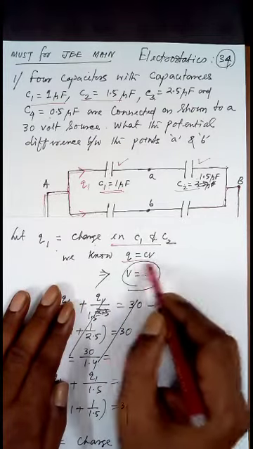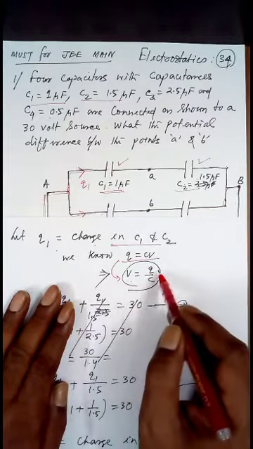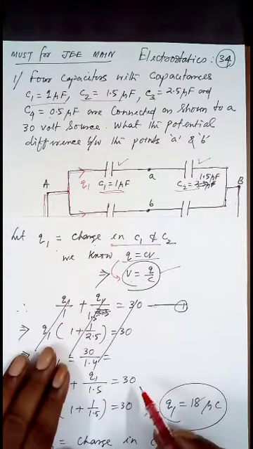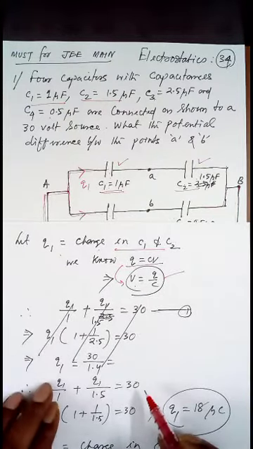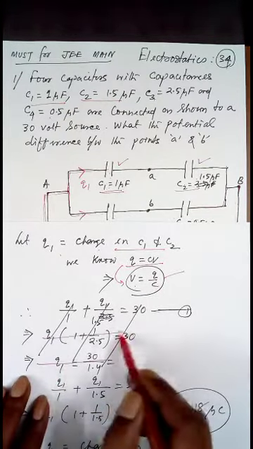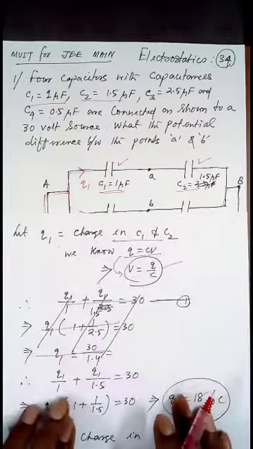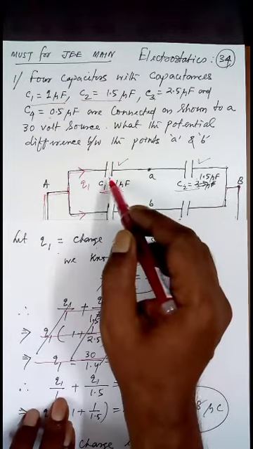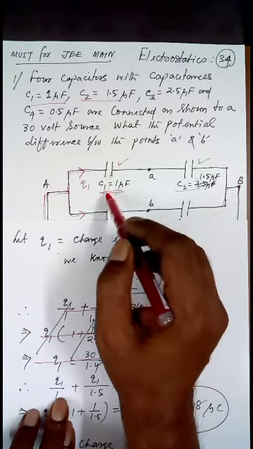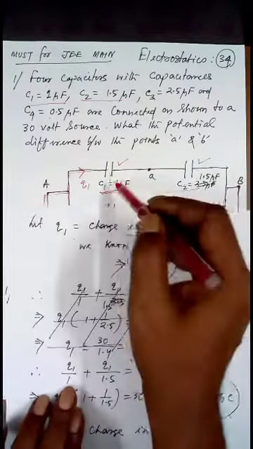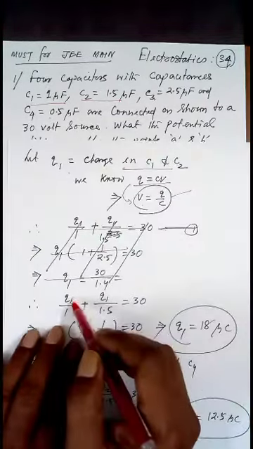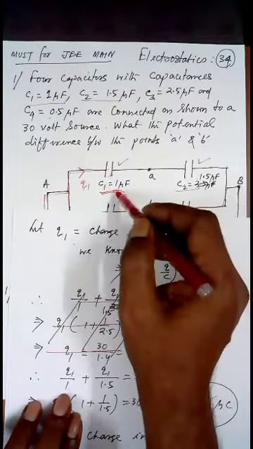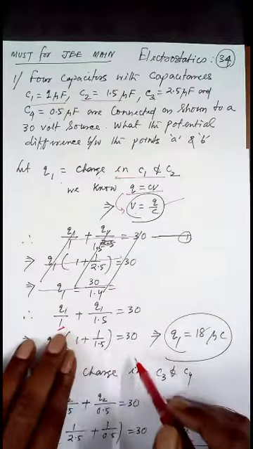And we know Q is equal to CV. From this, V is equal to Q over C. Now look, across this, V will be the Q of this divided by its C. The Q of this is Q1 divided by its capacitance, that is equal to 1.